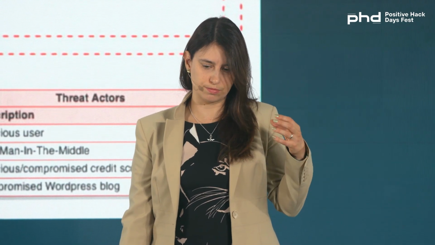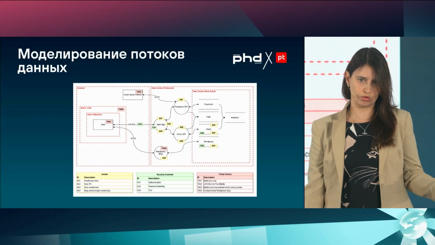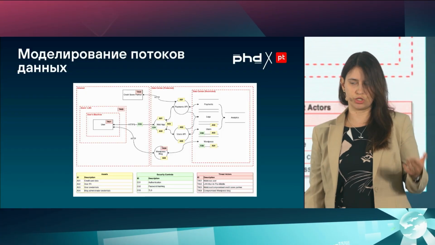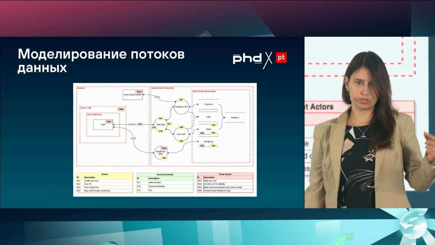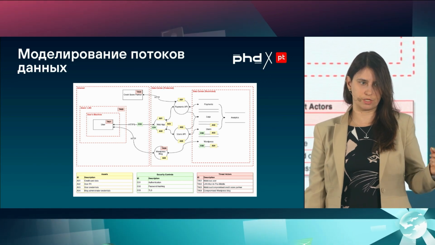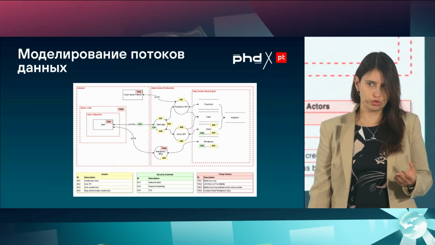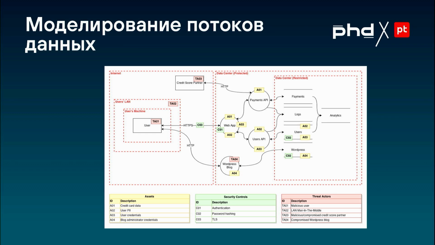We have systems responsible for the application logic and systems responsible for data storage. Between both of them, we have data flow. What else is important? Different systems are located in different safety zones, and we have to understand when data flows from one safety zone to another.